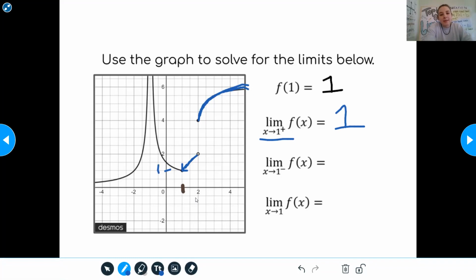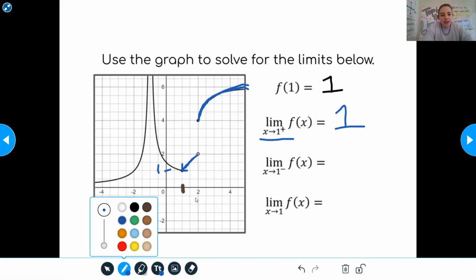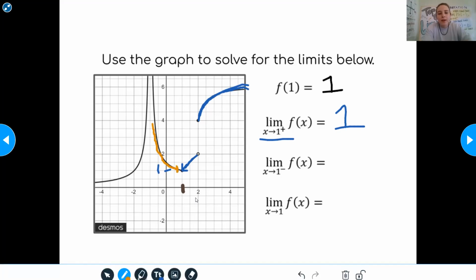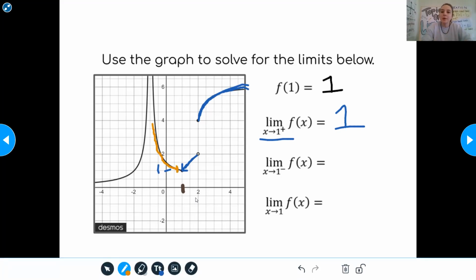Let's look at the left-hand limit now. We're coming from the other direction. I'll use orange to show this. Coming down from the left direction, getting closer and closer to 1. What y value are we approaching? We're still approaching 1.